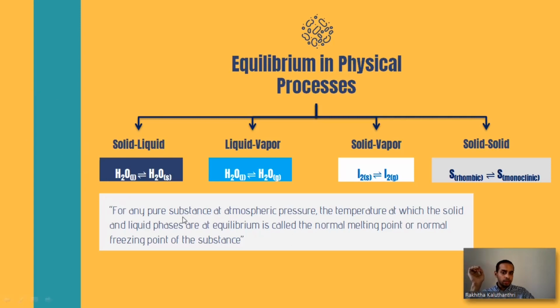The definition is given here. For any pure substance at atmospheric pressure, the temperature at which a solid and a liquid phase are at equilibrium is called the normal melting point or normal freezing point. So at this point, the liquid water converts into solid water at the same speed as the solid water turns into liquid water. Right? So this particular point is called a liquid-solid equilibrium, or you can call it the melting point or the freezing point of water.